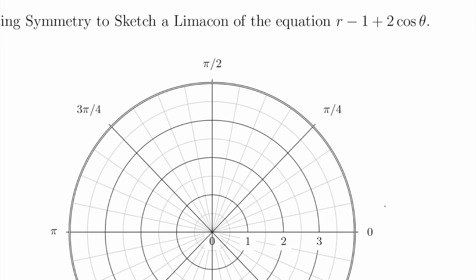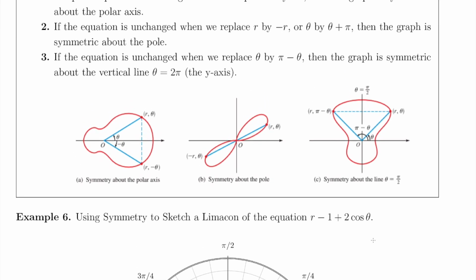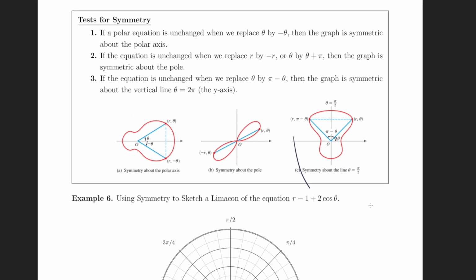So let me talk about a couple things real quick. Let's talk about symmetry. If I can replace theta by minus theta, it'll be symmetric around the polar axis. AKA, as I go positive, it'll be the same thing as I go negative. This is symmetric around the x-axis, as you can see. Here, if I can replace theta by minus, it's symmetric around the y-axis, right? And here, if I can replace r by negative r or theta by plus theta, the graph is symmetric around the pole. So here, it's symmetric this way.